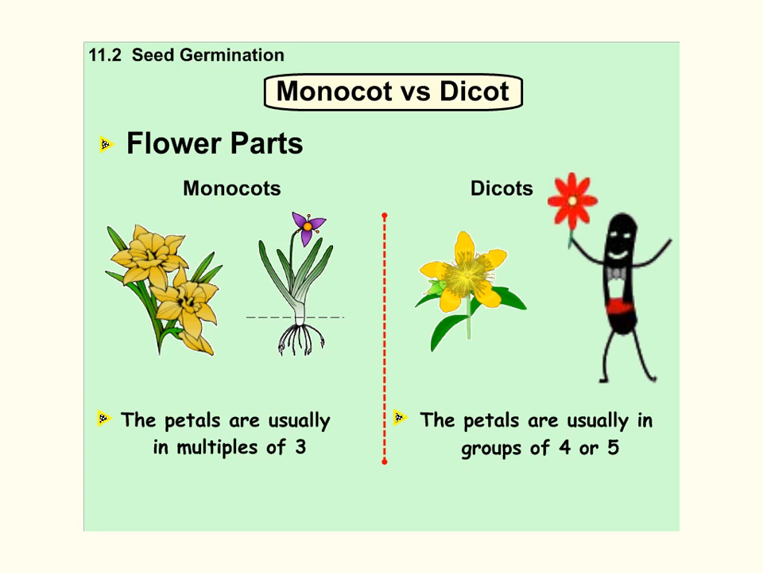Dicots would be a little bit different. We're going to see petals in groups of 4 to 5. So as you can see with this image right here, we have a flowering part that has 5 petals, and we consider that a dicot. So make sure you have a little drawing to help you remember what that looks like.